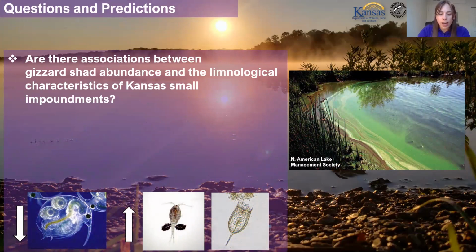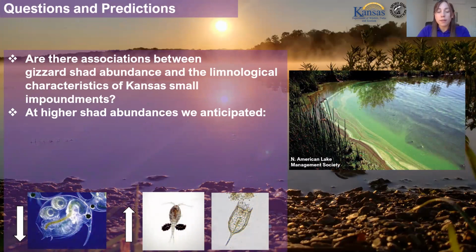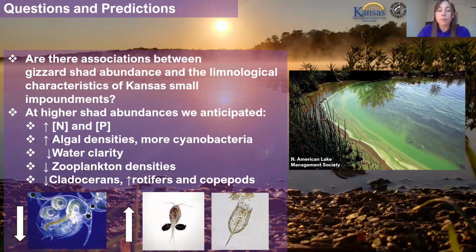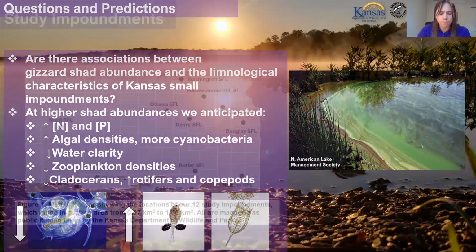At higher shad abundances, we anticipated greater nitrogen and phosphorus concentrations, higher algal densities and phytoplankton communities dominated by cyanobacteria, lower water clarity, and lower zooplankton densities, as well as zooplankton communities dominated by smaller bodied rotifers and copepods instead of dominated by cladocerans.